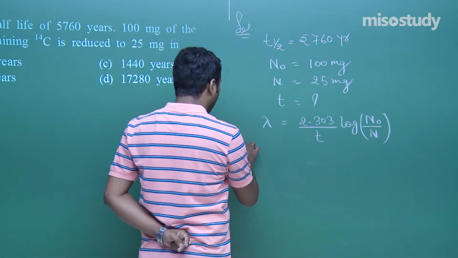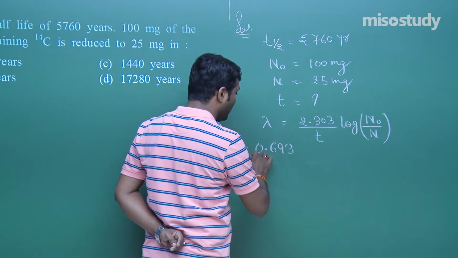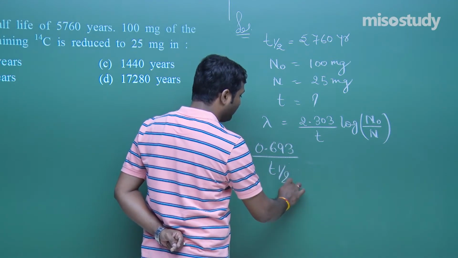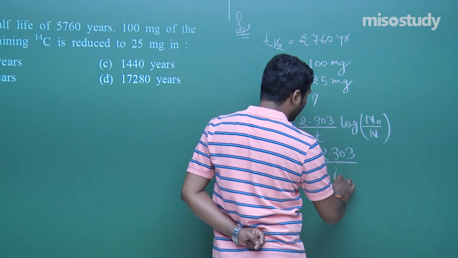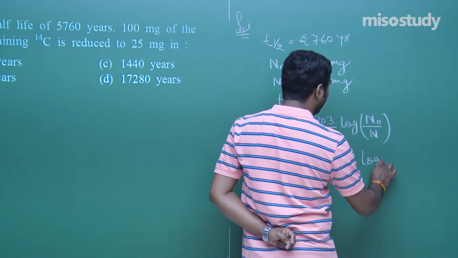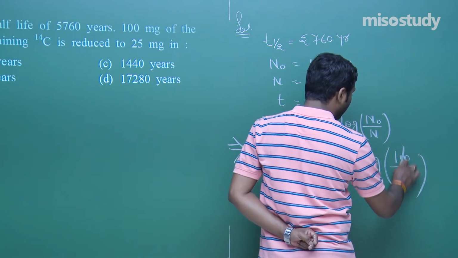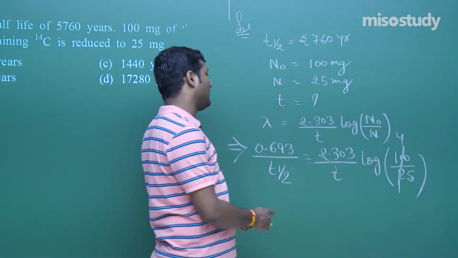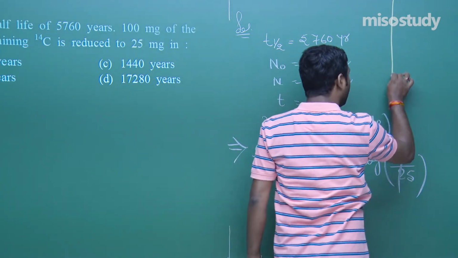What is lambda? We know lambda is equal to 0.693 upon T half, which is equal to 2.303 upon T log N naught over N. N naught is 100, N is 25, so that will cancel each other, the 4. Clear, my friend? Now what is T half?